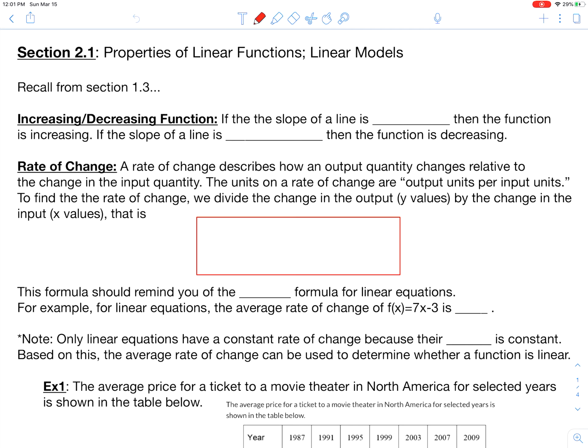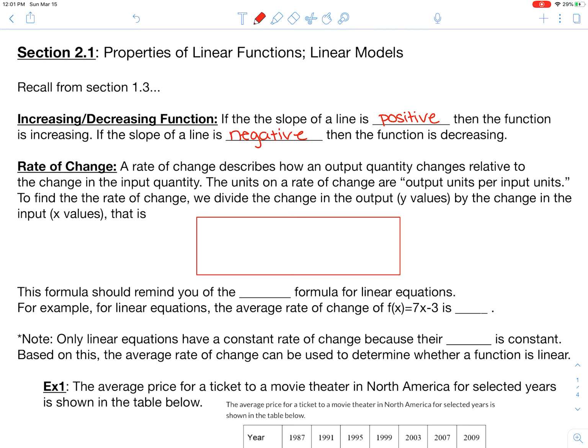If you recall, if the slope of a line is blank, then the function is increasing. If you said positive, then you are correct. So if the slope of a line is positive, then the function is increasing. If the slope of the line is negative, then the function is decreasing.